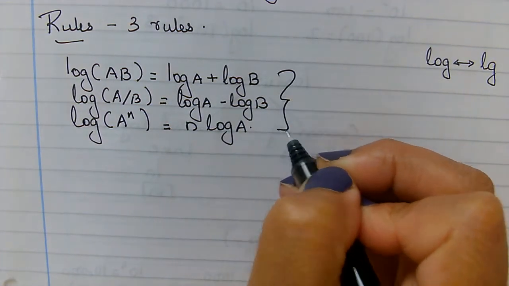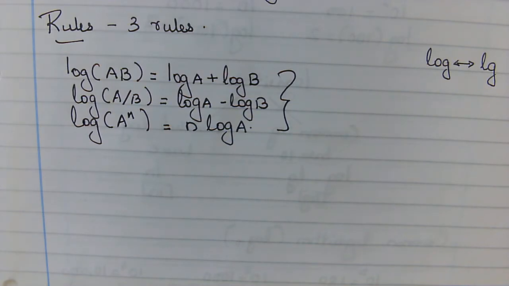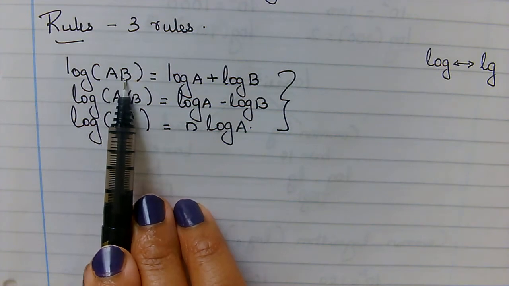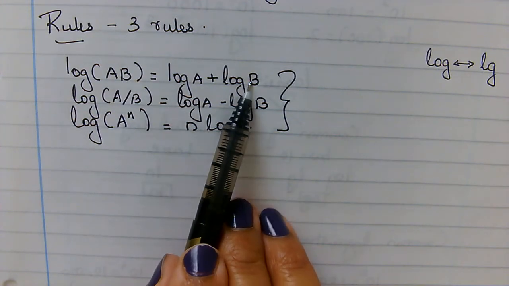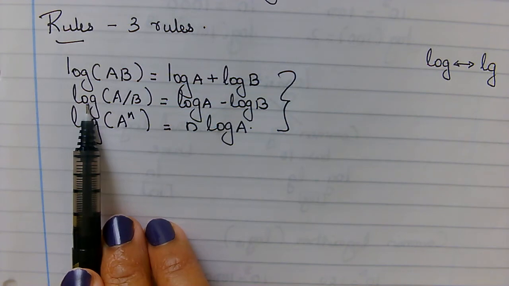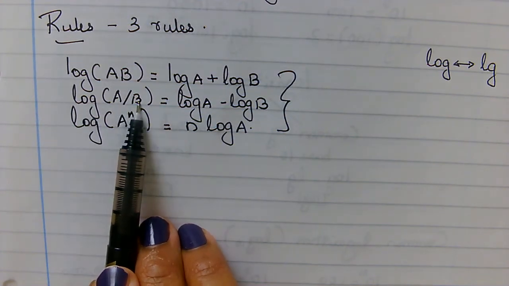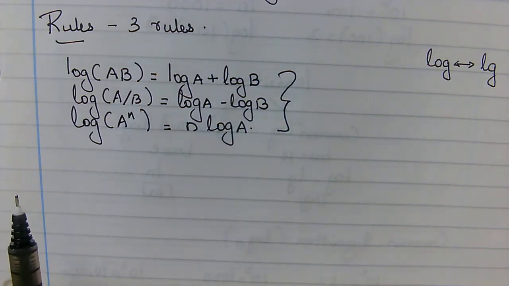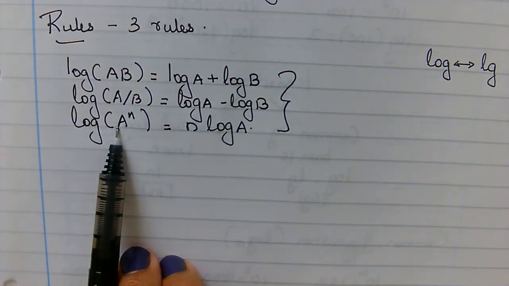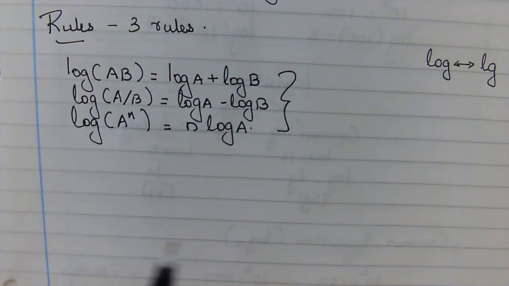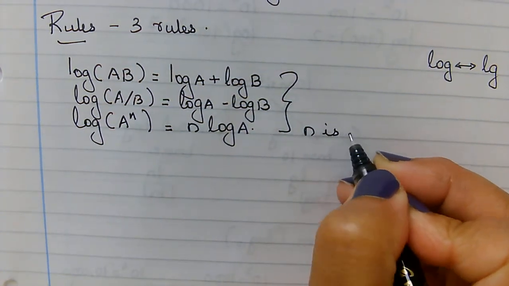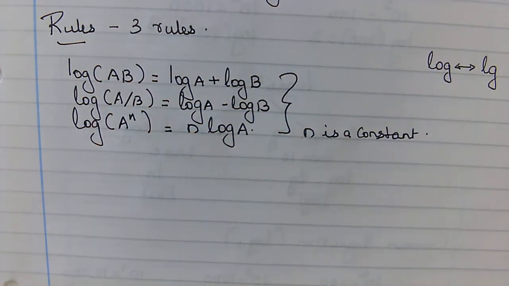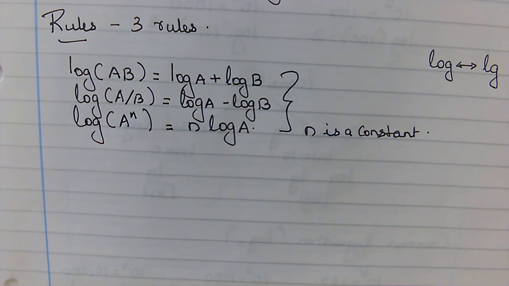So these are the three rules that you need. So the log of the product of two quantities, log ab, is equal to log a plus log b. Then log of a divided by b is equal to log a minus log b. Then log of a quantity raised to a constant, n is a constant, mainly a number, then that is n log a.